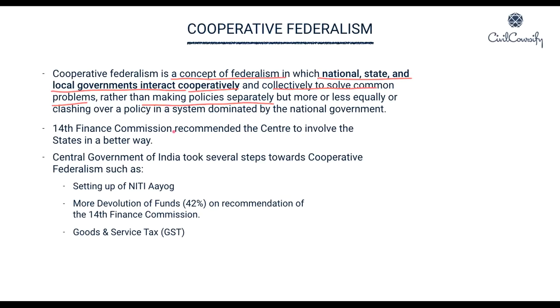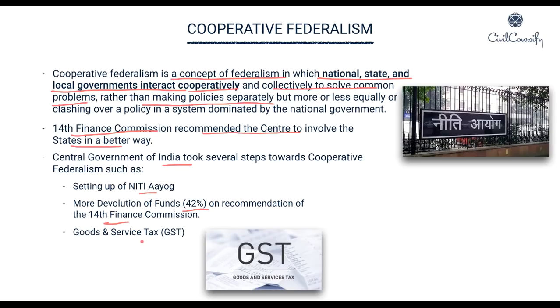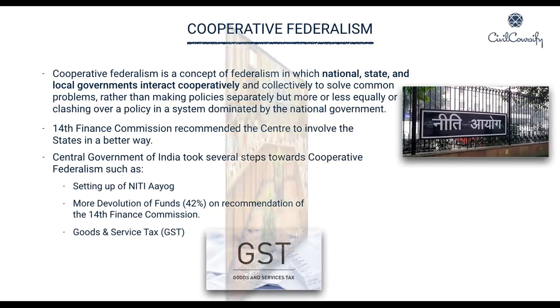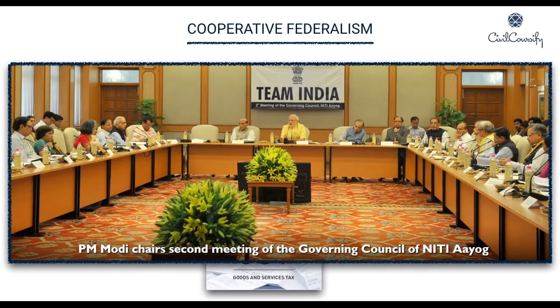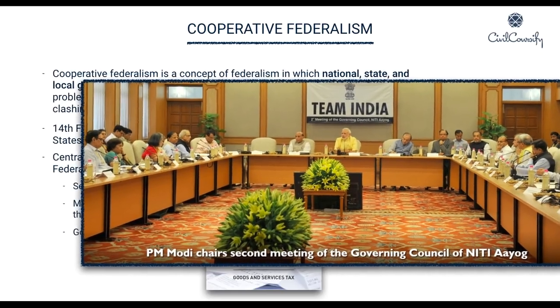miscommunication of any sorts. So the 14th Finance Commission recommended the center to involve the states in a better way. The central government of India took various steps for cooperative federalism, such as setting up of Niti Aayog and more devolution of funds, 42% on recommendation of the 14th Finance Commission, goods and service tax. So Niti Aayog was formed by the current government, which is chaired by the Prime Minister, and it has the state chief ministers as its members to decide the policies for the states and for the entire country.